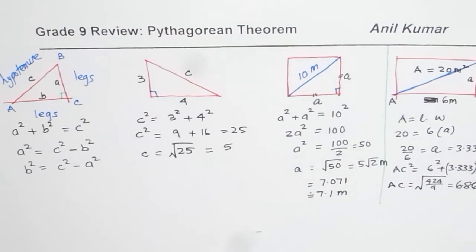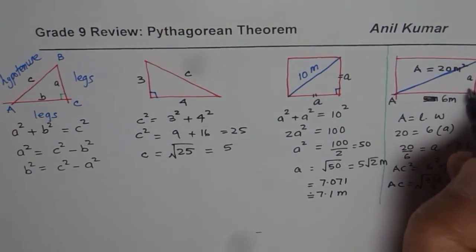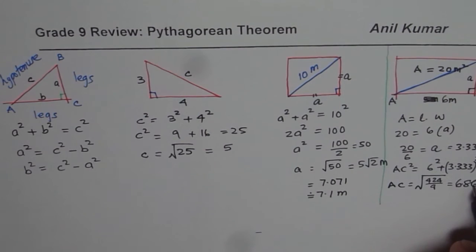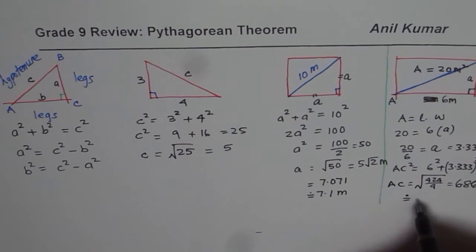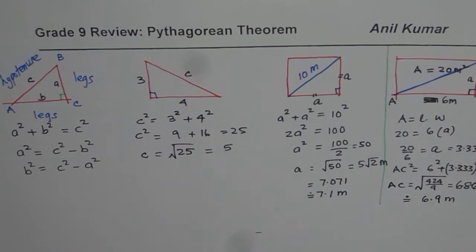6.86. So it is definitely more than the length. It has to be. Hypotenuse is always the longest side. 6.86, which I can approximate to 6.9, and the units are meters. Do you get the idea? So that is how we can apply Pythagorean theorem and do so many examples.